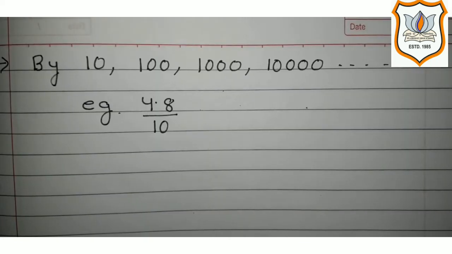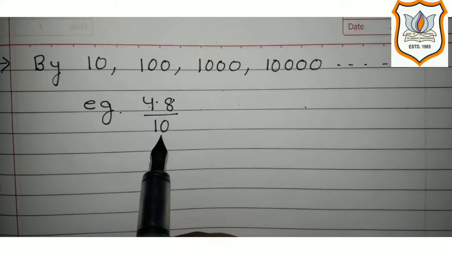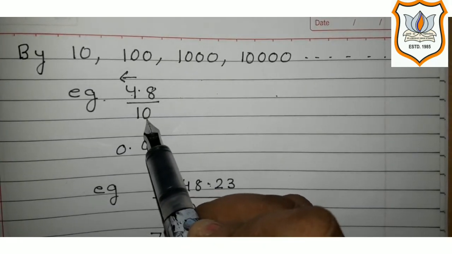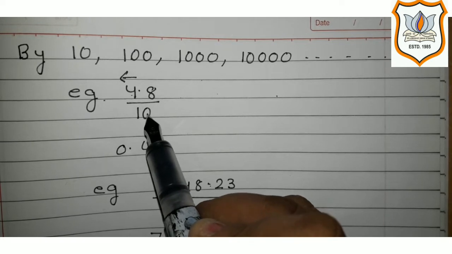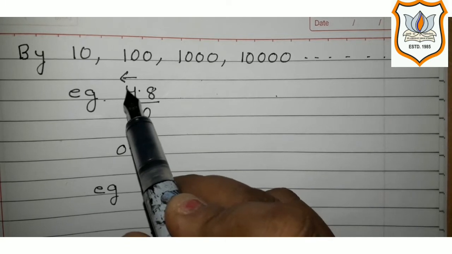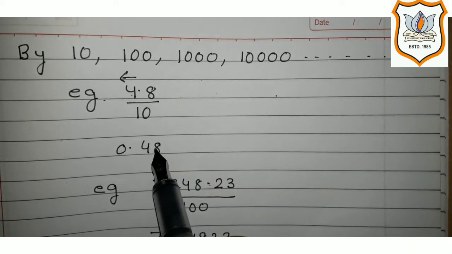Our next point is dividing a decimal fraction by 10, 100, 1000, 10,000 and so on. The example is 4.8 divided by 10. In this example, how many zeros are there in the denominator? There is only 1 zero. So our decimal will move one digit towards the left. So our answer will be 0.48.